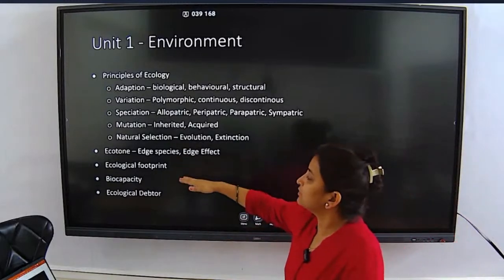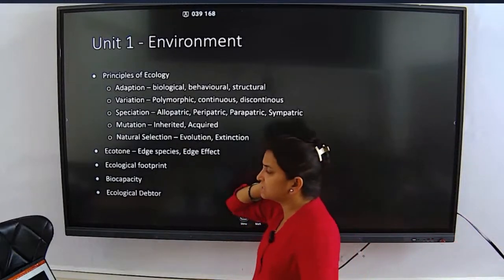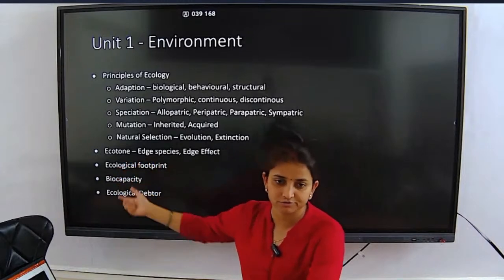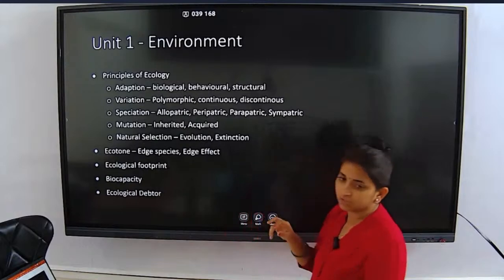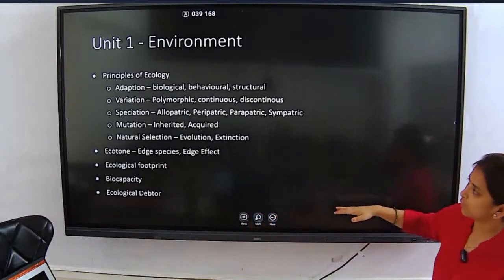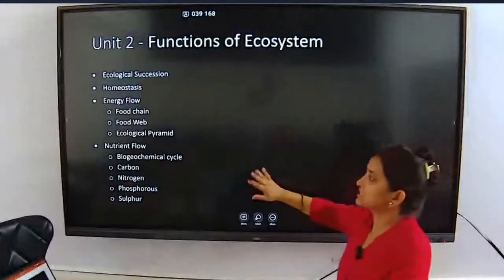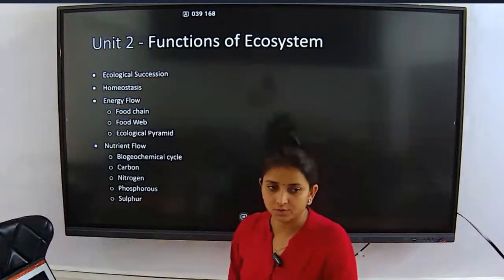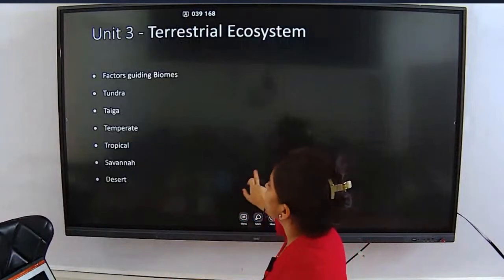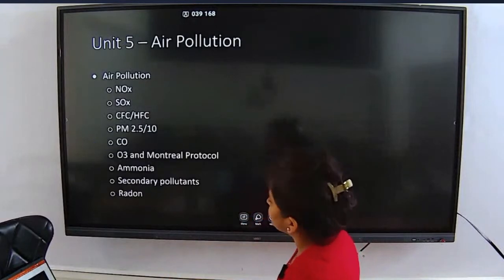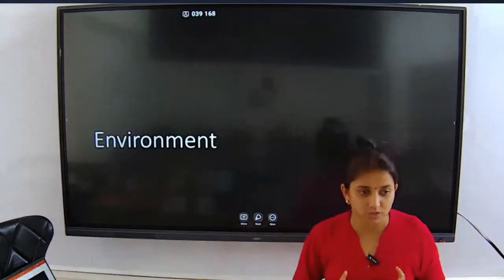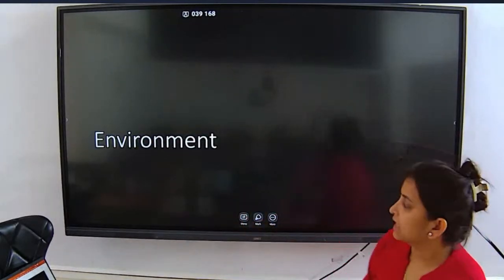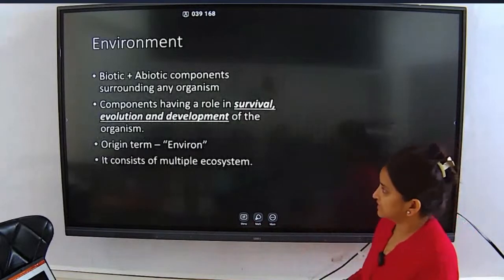After that we will be discussing certain concepts. These are certain terms that you will be witnessing very often even in newspapers: ecotone, ecological footprint, biocapacity, and ecological debt. So hopefully this is our target today. But in future classes, we will also be discussing functions of ecosystem, terrestrial and aquatic ecosystem, air pollution, and so on. This is just a sample. Today our target is unit 1, that's environment. So let us begin with this.